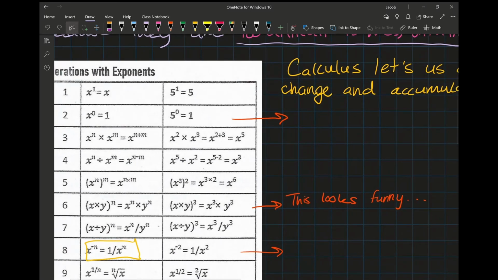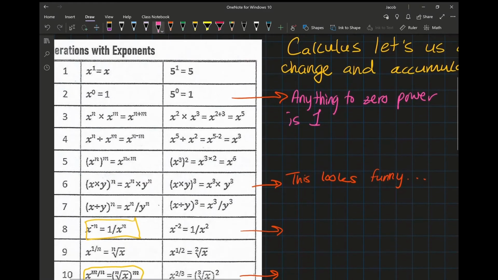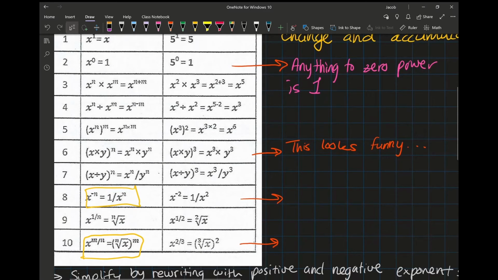This first property right here that I want to take a look at, number 2, anything to the 0 power is 1. Secondly, and you all have seen these before, but you can pause the video and look at them in more detail. This expression down here, this relationship, looks a little funny.